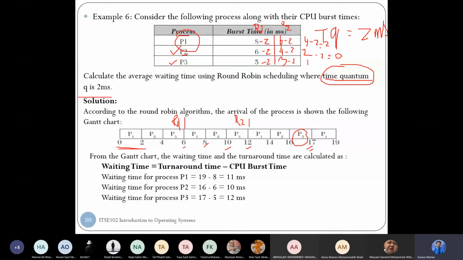I hope everyone understands why I'm adding 2, 2, 2, 2 here, not like 0 to 10 and 0 to 8 and then 14 like this. Because it is the round robin algorithm. Round robin algorithm means that a particular process will execute for some time and then give the chance to another process.